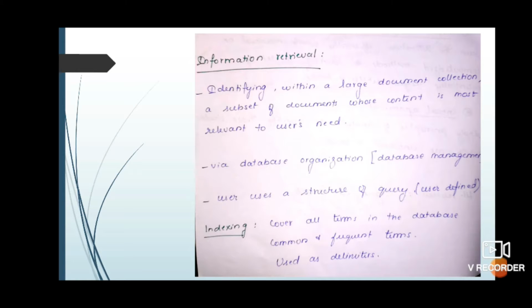In a large document collection, we look for a subset of documents whose content is most relevant to the user's needs. It is as simple as that. Among all the material available, we select those which are crucial for our research, and this can be done via database organizations, where the user can use a structured or user-defined query to segregate the literature which is needed.